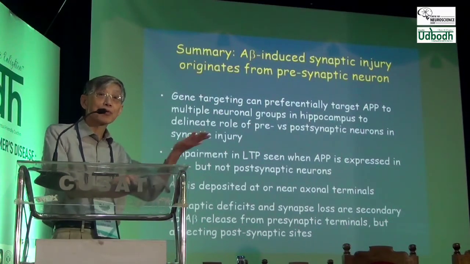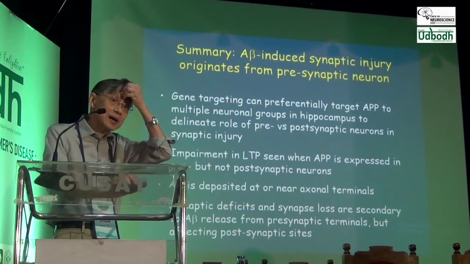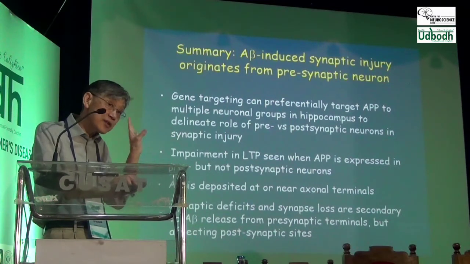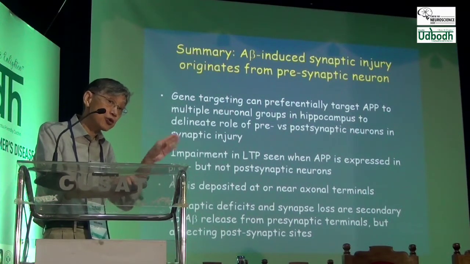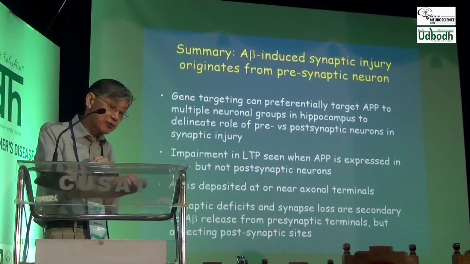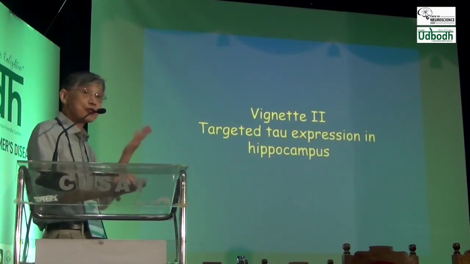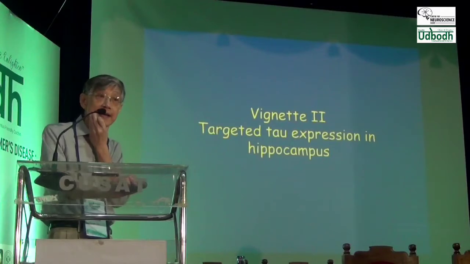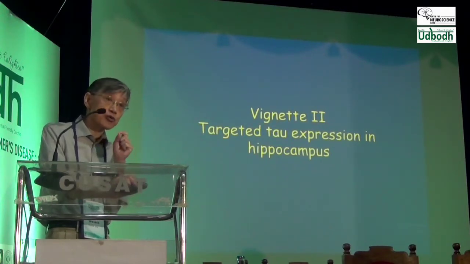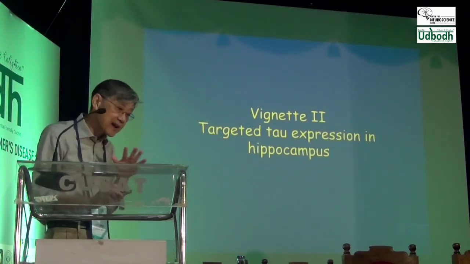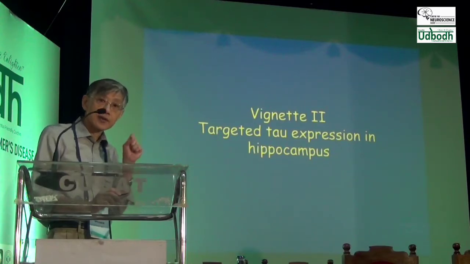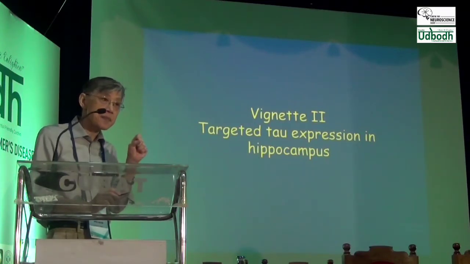So through all that work, several years of work, we can make these conclusions about these subtle changes that A beta induce directly in mouse brain. So vignette 2, I'm going to change topic and talk about our second model, which is using tau. So almost the exact strategy as vignette 1, instead of APP, now we use tau.